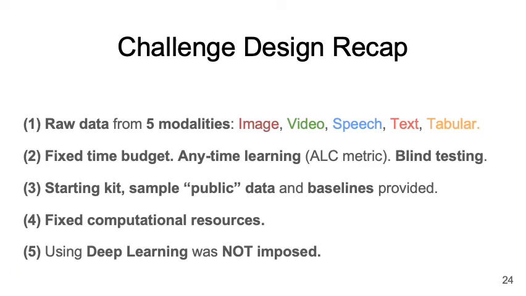To recap, our challenge design included raw data from 5 modalities: image, video, speech, text, and tabular data. We imposed a fixed time budget, anytime learning through the ALC metric, and blind testing. We provided a starting kit, sample public data, and baselines. And we also provided fixed computational resources identical for each participant. And finally, we did not impose that deep learning should be used.